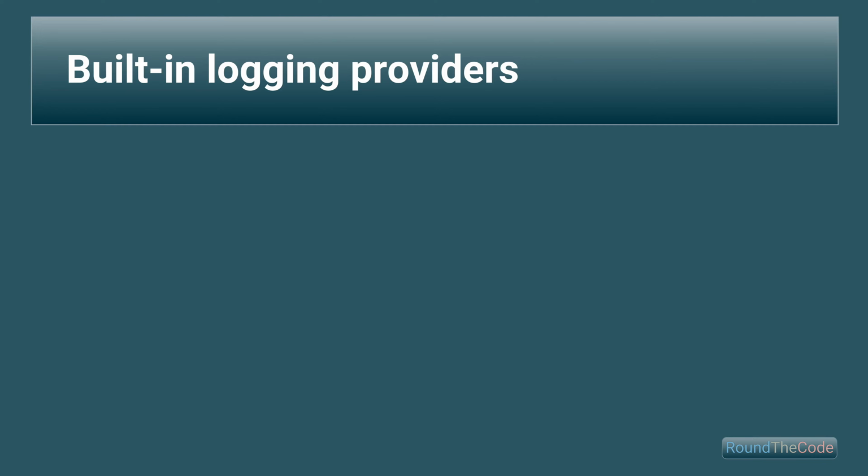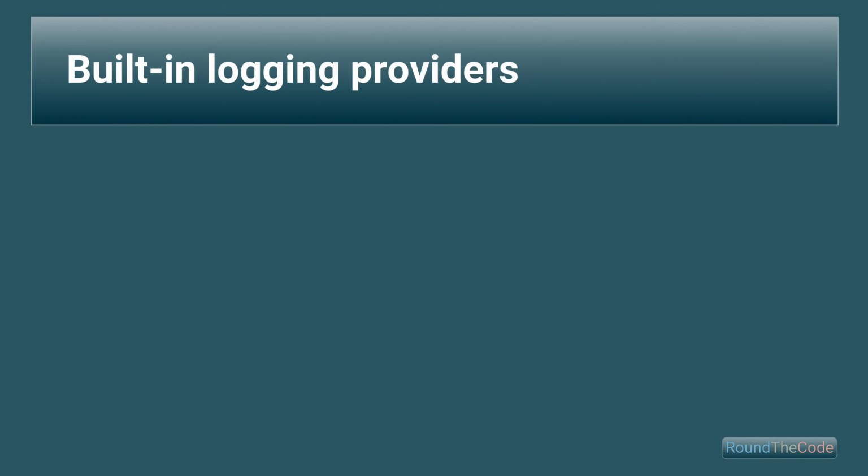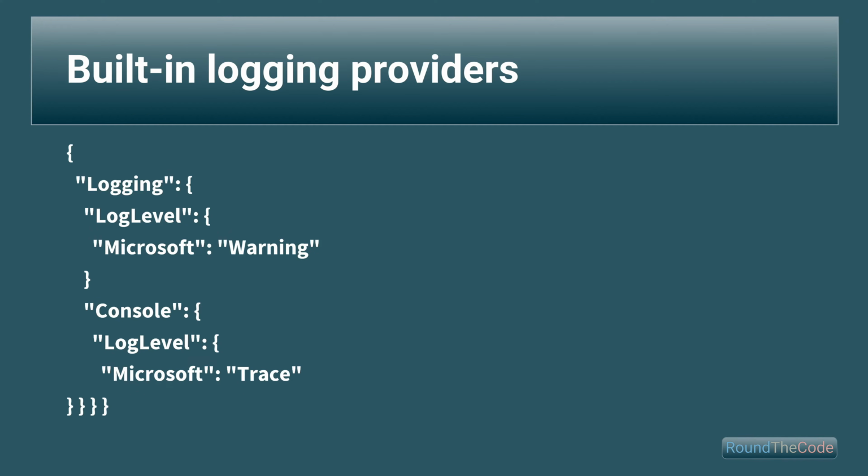ASP.NET Core has a number of built-in logging providers available that are part of the shared framework. They are Console, Debug, EventSource, and EventLog. With appsettings.json, we can specify different log levels depending on the logging provider that we are using. Here is an example of setting the log level for all providers and how to override it for the Console provider. By default, the Microsoft namespace has been set so all logging providers write a log with a Warning level or higher. However, with the Console logging provider, we have overridden this so it writes a log with a Trace level or higher. Time to test out the Console provider in an ASP.NET Core MVC application.